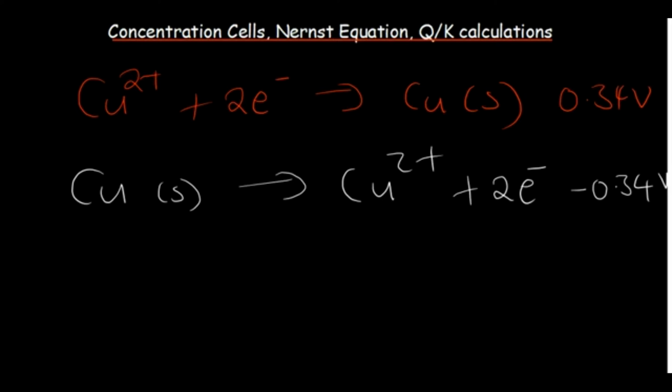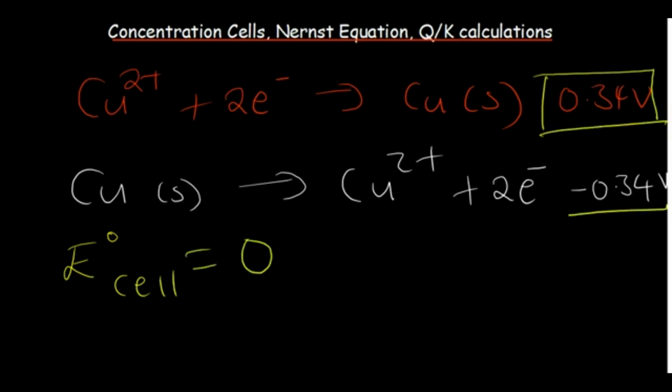Whenever you're looking at a concentration cell, since you have the same reaction as reduction and oxidation, the standard cell potential is always going to be equivalent to 0. Why? Because the standard reduction potential is not dependent on the concentration.